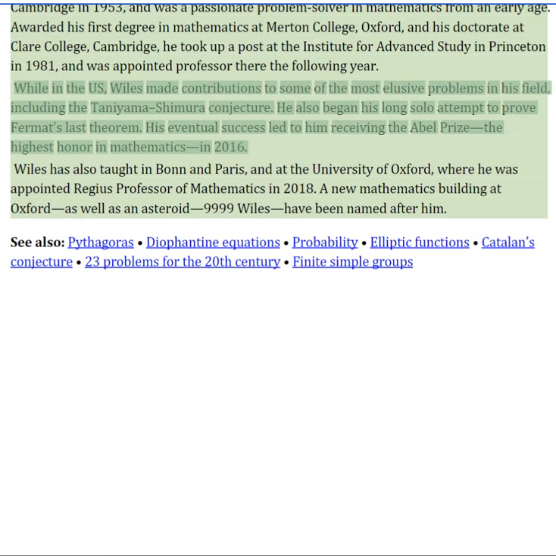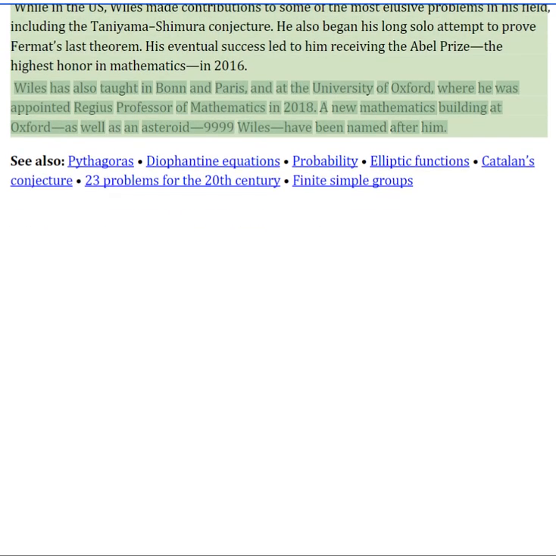While in the U.S., Wiles made contributions to some of the most elusive problems in his field, including the Taniyama-Shimura conjecture. He also began his long solo attempt to prove Fermat's last theorem. His eventual success led to him receiving the Abel Prize, the highest honor in mathematics, in 2016. Wiles has also taught in Bonn and Paris, and at the University of Oxford, where he was appointed Regius Professor of Mathematics in 2018. A new mathematics building at Oxford, as well as an asteroid, 9999 Wiles, have been named after him.